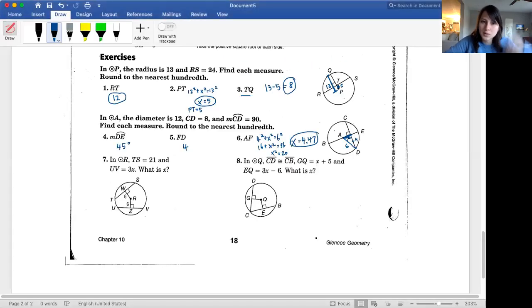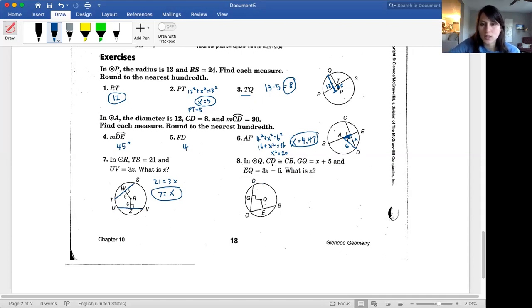Our last two problems have the same thing. These are equidistant, 6 and 6. So that means I know that ST and UV have to be congruent. They've given me TS is 21 and UV is 3x. To find x, I know they're congruent, so I can just work my way backwards, and x equals 7.